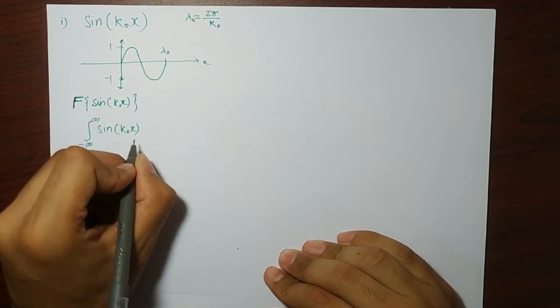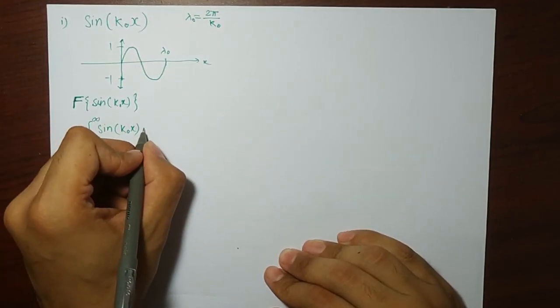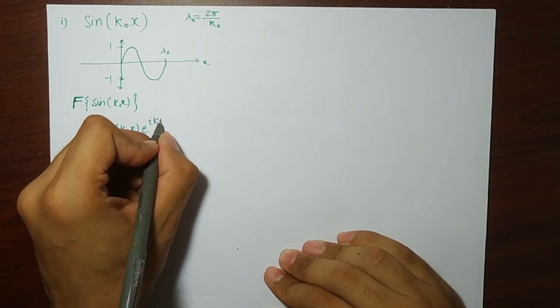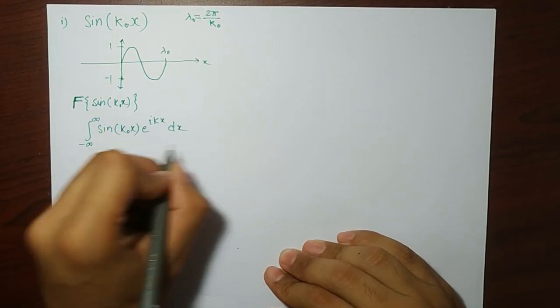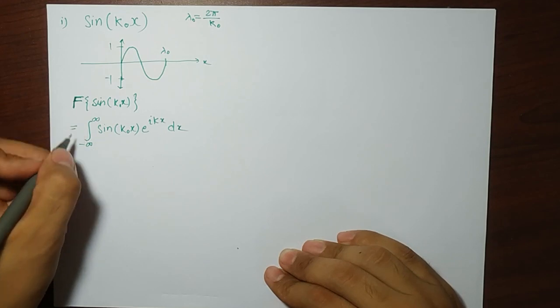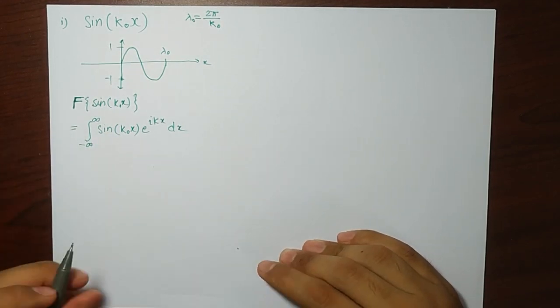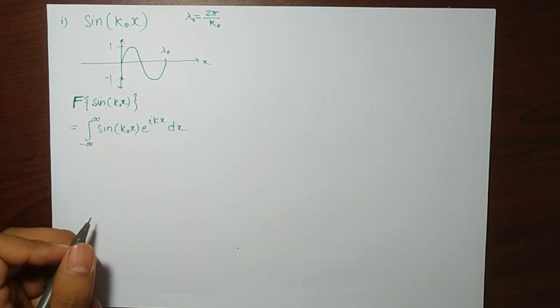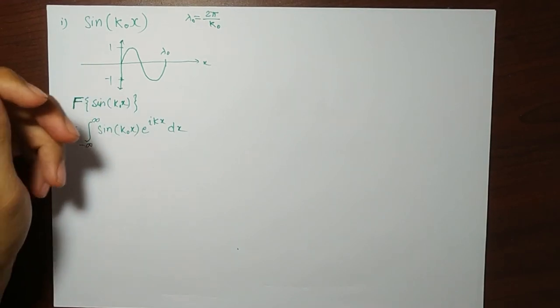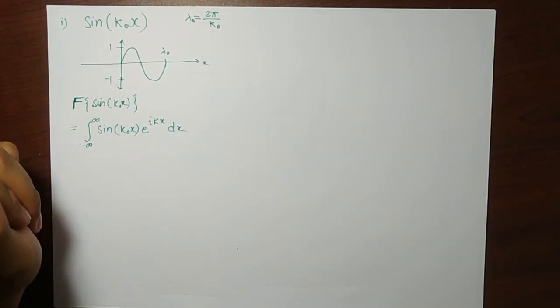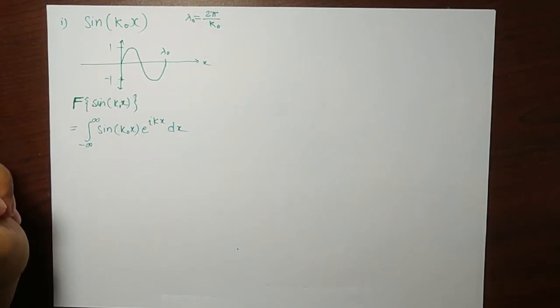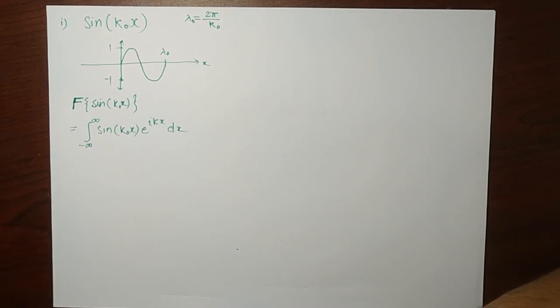K naught x, e to the power i k x dx. We can directly use this formula to get the Fourier transform of this particular signal. But let's try to think about what can be its Fourier transform without going into the formula.